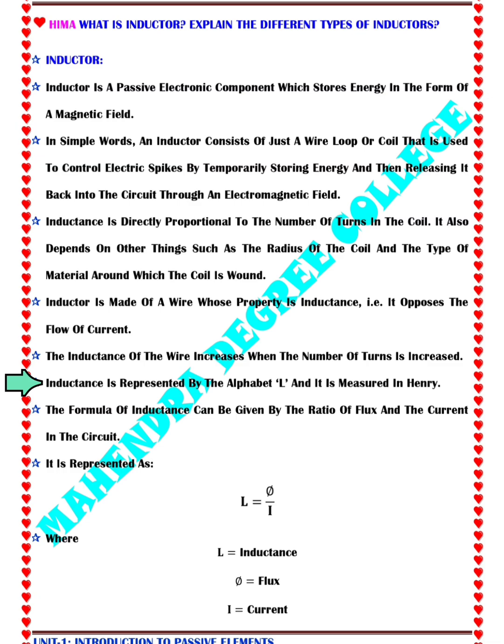The unit of inductance is called the Henry. This unit is named after Joseph Henry, an American scientist who discovered electromagnetic induction around the same time as Faraday. 1 Henry means an inductor has an inductance of 1 Henry if a change of 1 ampere per second in current causes 1 volt to be induced across it.